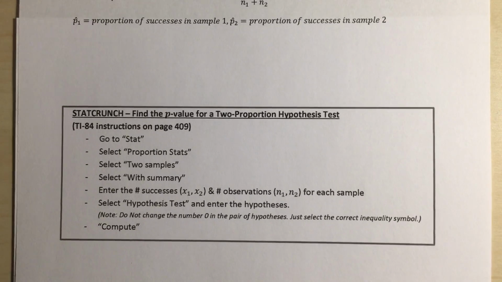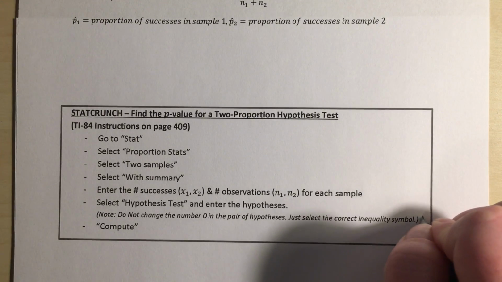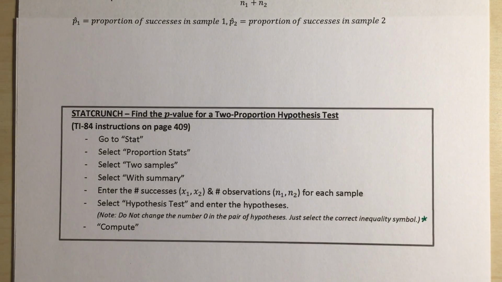Our steps in Statcrunch are also at the bottom of this page. We're going to go to Stat, select Proportion Stats, select two samples this time with summary. Again, we're going to enter the number of successes and observations for each. Select our hypotheses, enter our hypotheses. There's a little note here: do not change the number 0 in the pair of hypotheses. Just make sure we select the correct inequality symbol. So there is just one little thing that's slightly different from when we're doing our one sample, but make a little note of this when we're using Statcrunch.